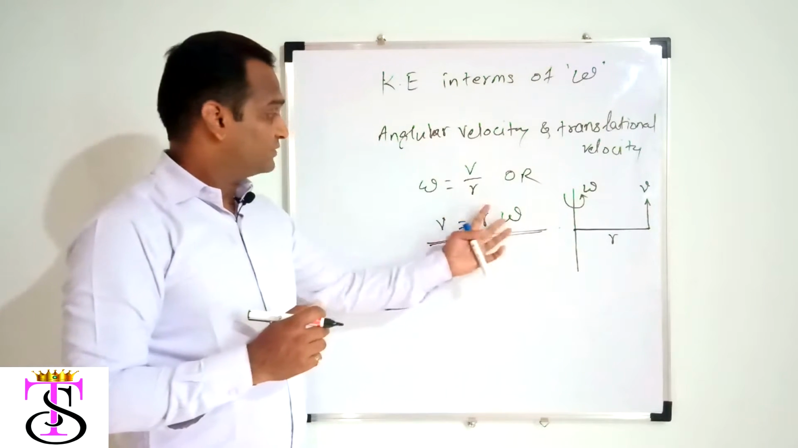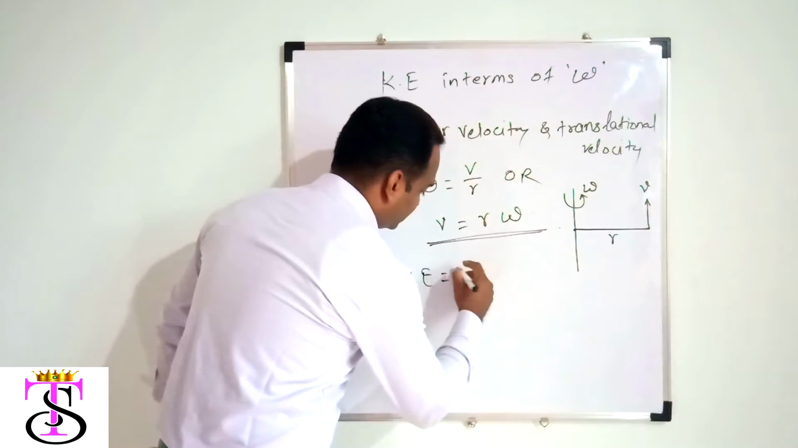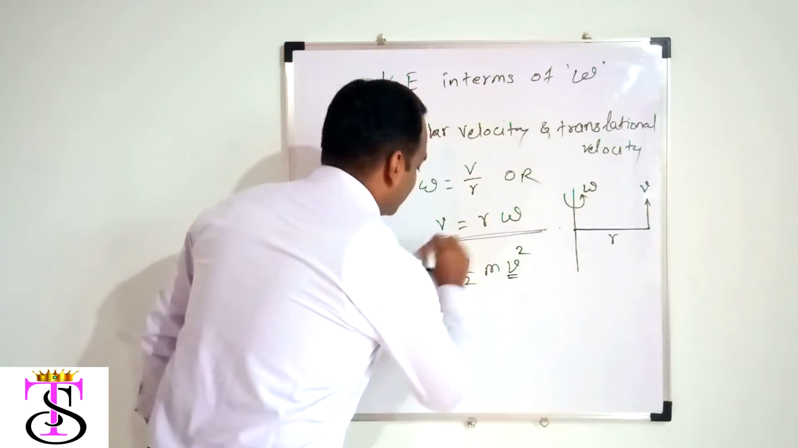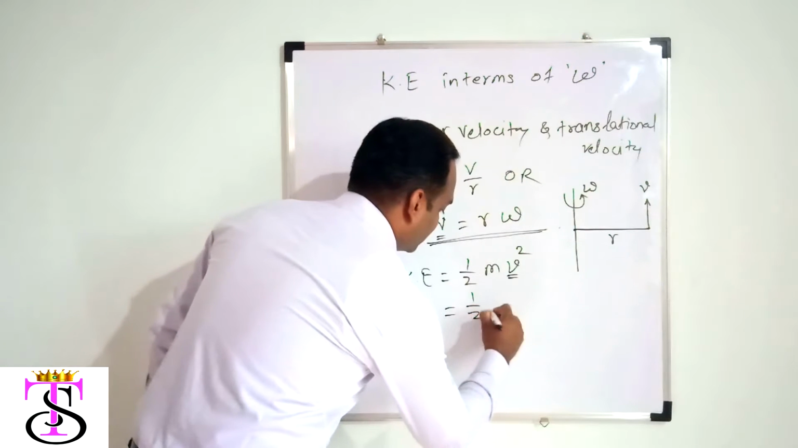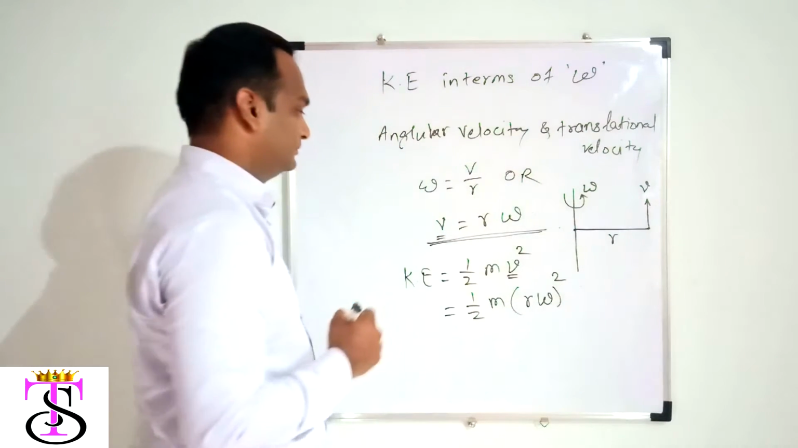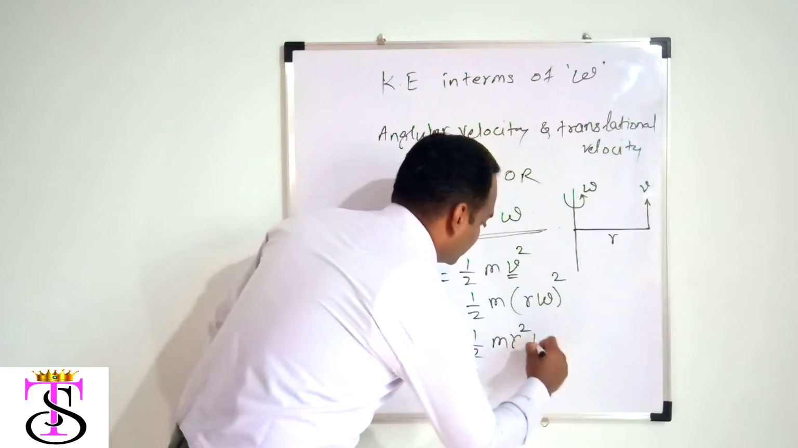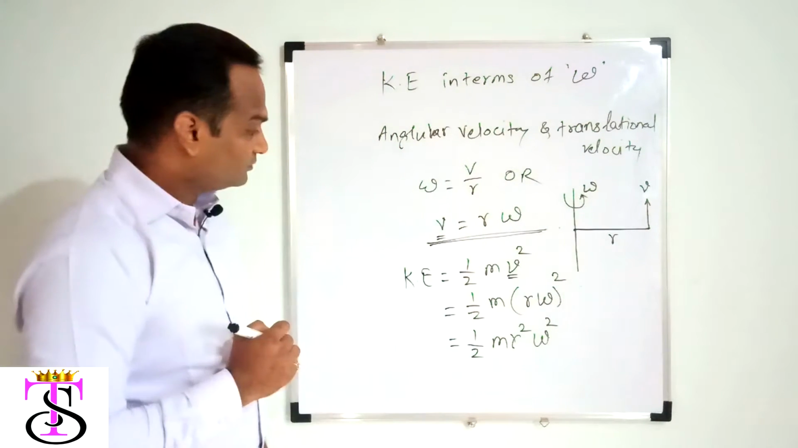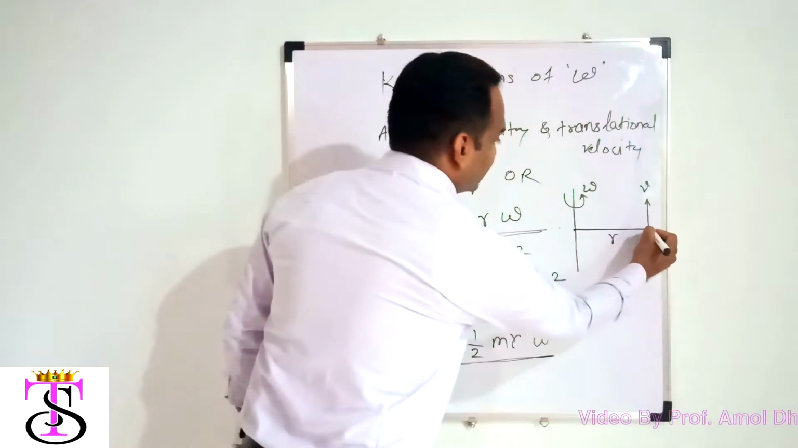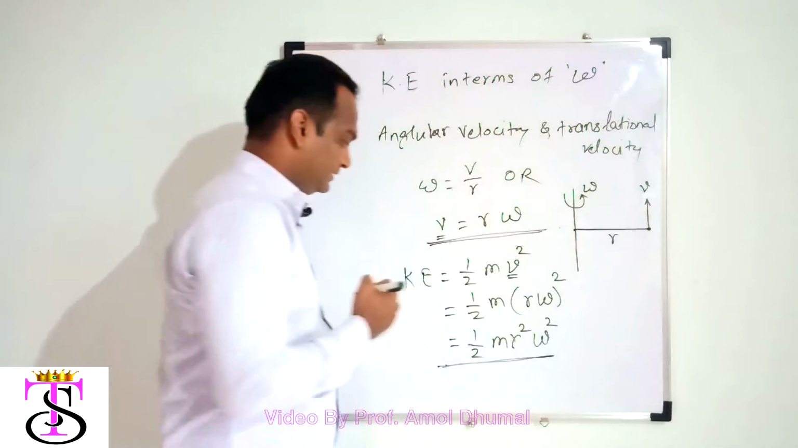We can substitute this value of v in the equation of kinetic energy. Kinetic energy is given as 1/2 mv square. Substituting v is equal to r omega, this is equal to 1/2 m (r omega) square, which is equal to 1/2 m r square omega square. So this equation is for a single particle which is rotating at radius r about this axis, right?